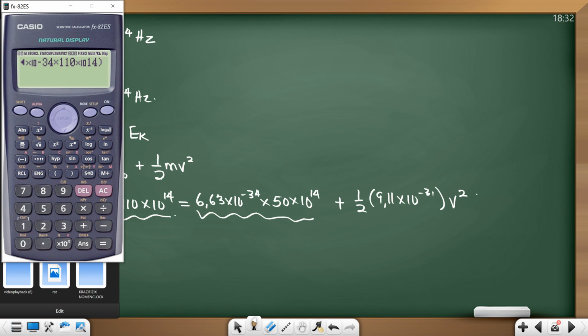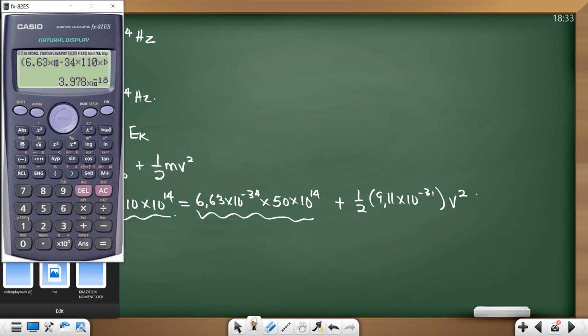Make sense? Please use brackets. What am I doing on the right-hand side? Bring that entity over. What does it become? Negative. Put a bracket again. What do you have? 6,63 times 10 to the power negative what? 34 times 50 times 10 to the power what? 14. You see what I have?